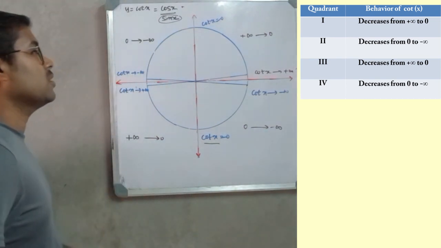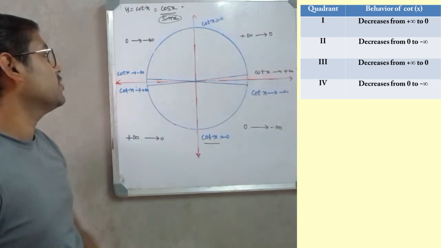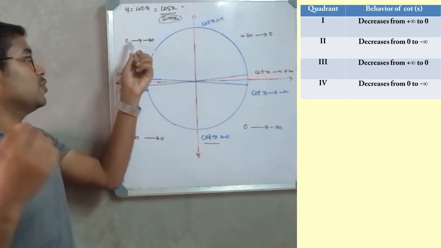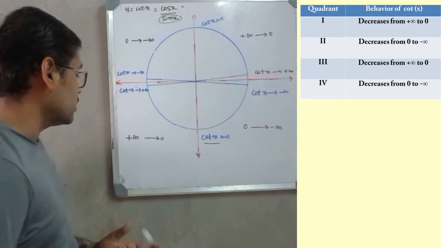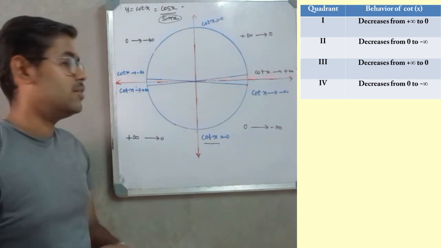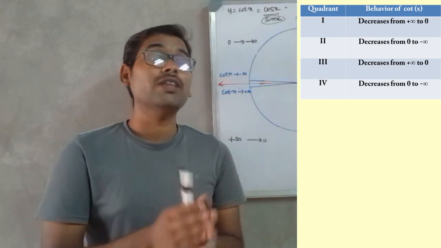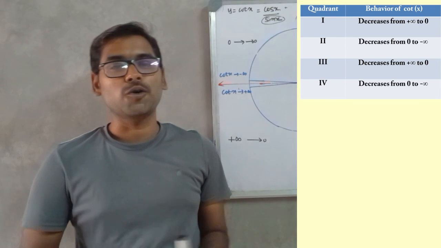Now if I summarize everything, in the first quadrant it decreases from positive infinity to 0, and in the second quadrant it decreases from 0 to negative infinity, and in the third quadrant it decreases from positive infinity to 0, and in the fourth quadrant it again decreases from 0 to negative infinity. Guys, now using this information we can plot the graph of function y is equal to cot x.